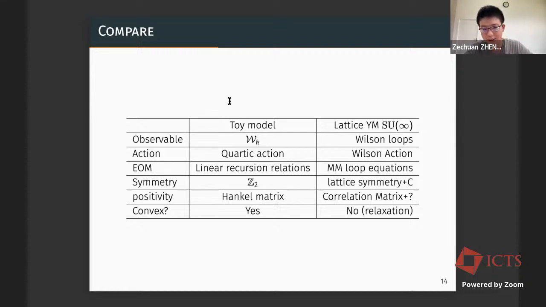And for the convexity, for the toy model, it is a perfect convex optimization problem. But we will see that due to the large N factorization, the loop equations are not linear. So this is actually not a convex problem. We need to do some convex relaxation to make it a perfect SDP.